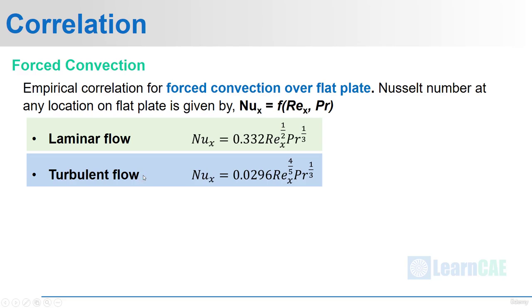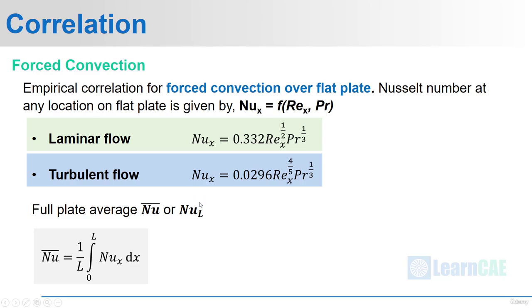In the case of turbulent flow, the Nusselt number is equal to 0.0296 Re^(4/5) Pr^(1/3). So this represents the Nusselt number at any point on the flat plate. If you want to find the average Nusselt number, it is given as 1 by L times the integral from 0 to L of Nusselt number at x into dx. It is also given as the average Nusselt number equal to h L by k, where h is the average convective heat transfer coefficient on a flat plate, L is the characteristic length, and k is the thermal conductivity. So this is the formula for the average Nusselt number.